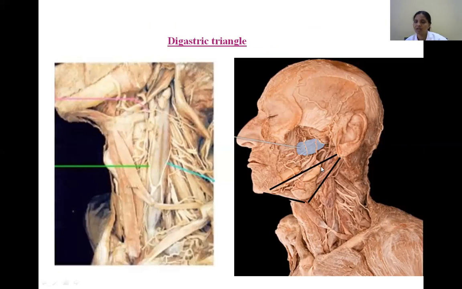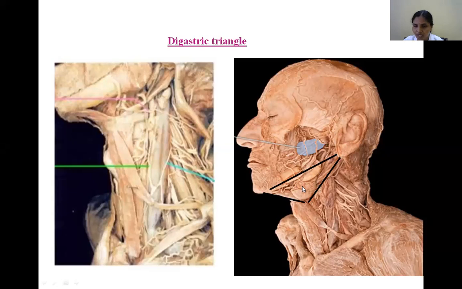So what is that ligament? Stylomandibular ligament, from styloid process to the mandible. So that ligament divides the structures present in the digastric triangle into anterior part and posterior part. So all of you follow this cursor. You see, the cursor is showing the superficial part of the submandibular gland. So this is an important structure or content present in the anterior part of the digastric triangle.